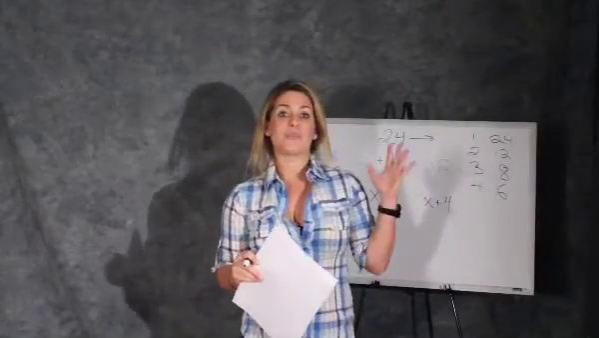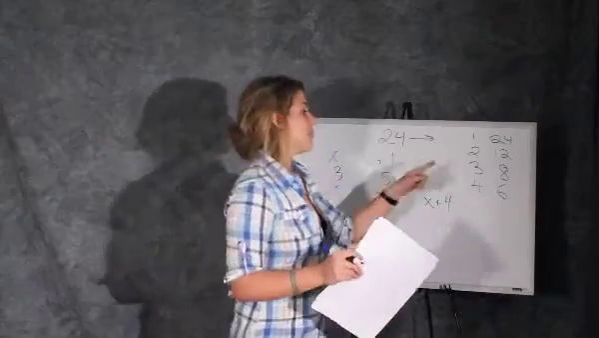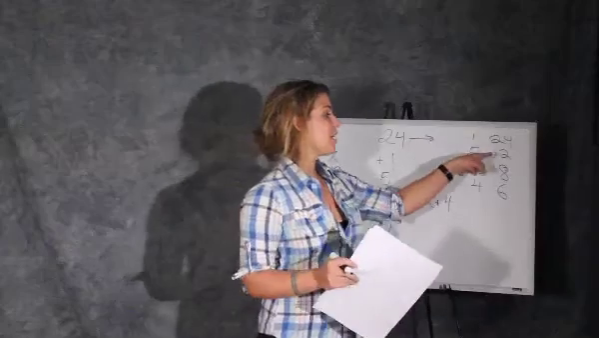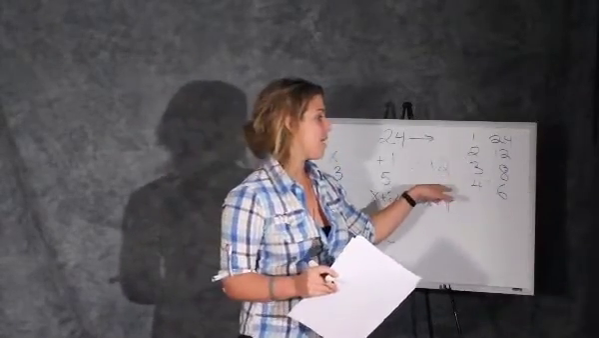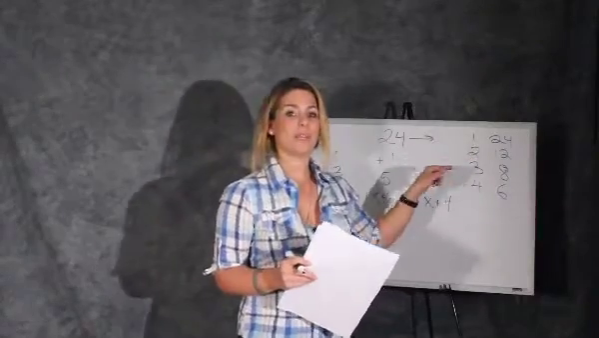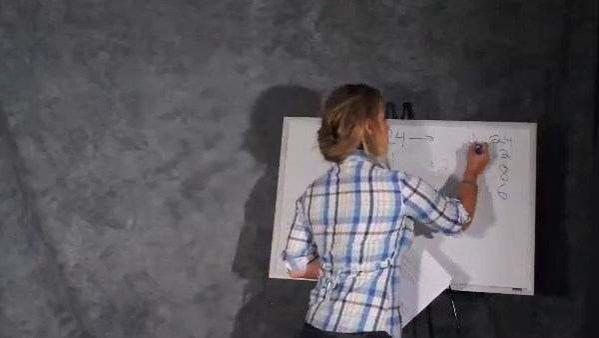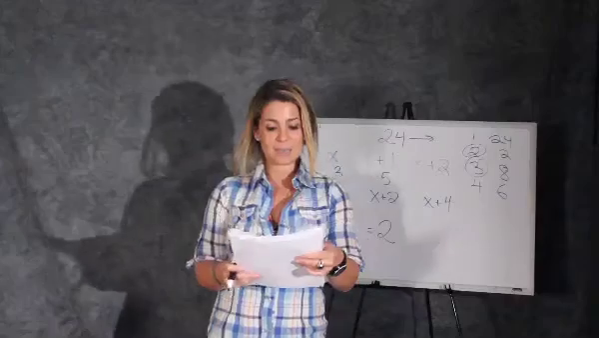Now, if the question asks you for the prime factors of 24, all that's referring to are the factors that happen to be prime numbers. So looking at this group of factors, the only numbers in there that happen to be prime are 2 and 3. So the prime factors of 24 are just 2 and 3. So don't forget about that.